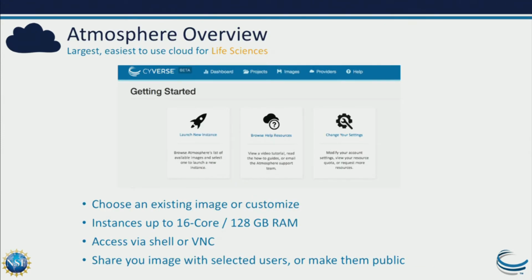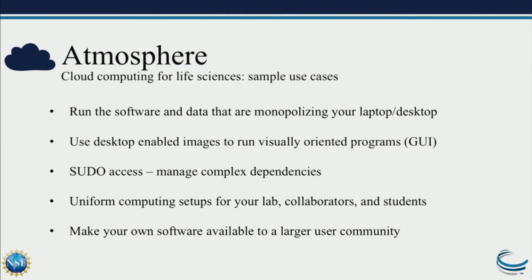The Atmosphere service allows you to choose existing images or customize them. You can get instances of up to 16 cores or 128 gigs of RAM. You can access them via the shell or via VNC, and you can also share your images because you're allowed to image your own resources with other users, or you can make them public. There are a lot of use cases for this because essentially what Atmosphere is giving you is an on-demand computer. You ask us for it, and within a few minutes you have a fully customized computer that you can use for any purpose. Some interesting use cases are running some of the software that is currently monopolizing your laptop.